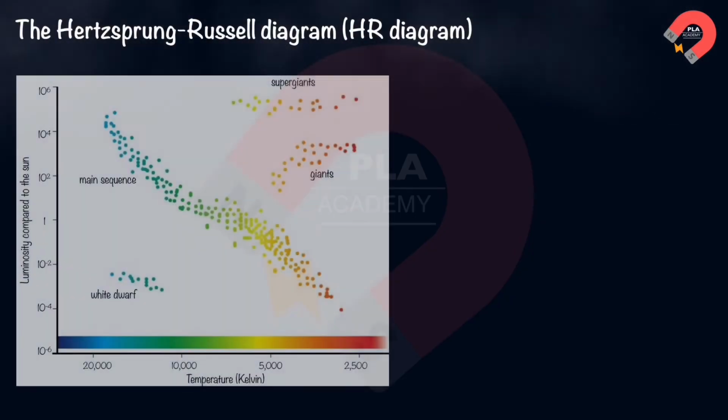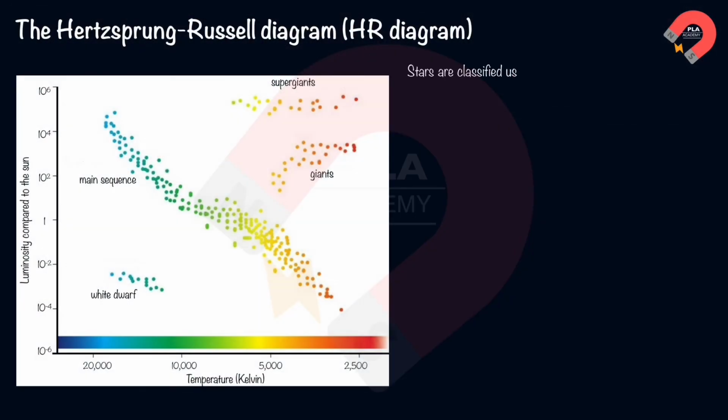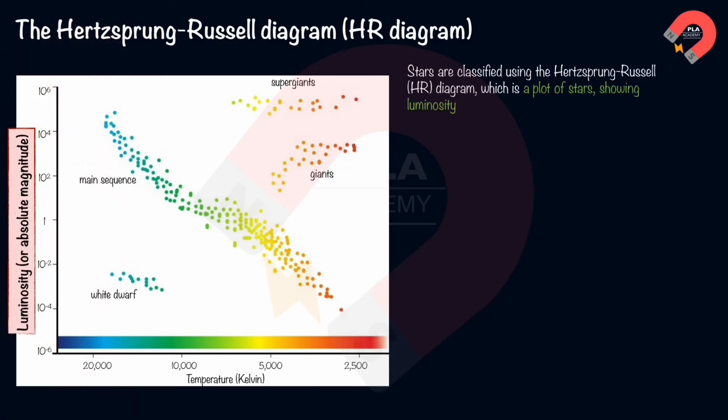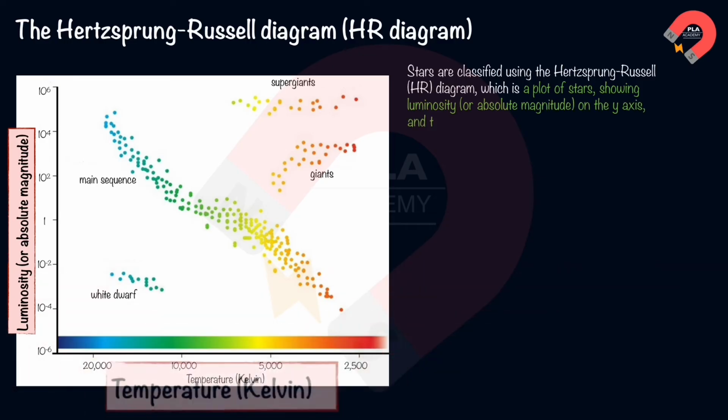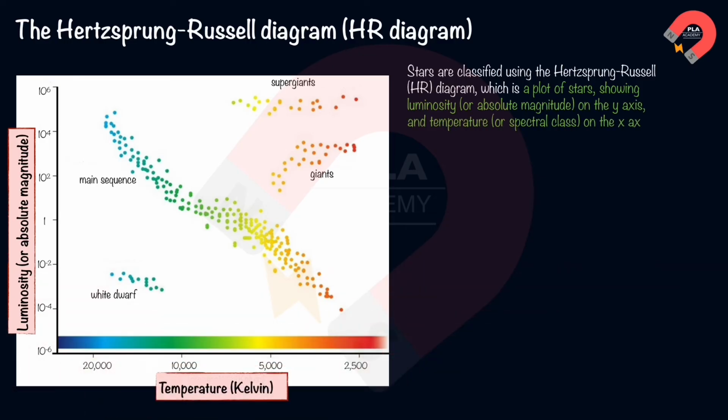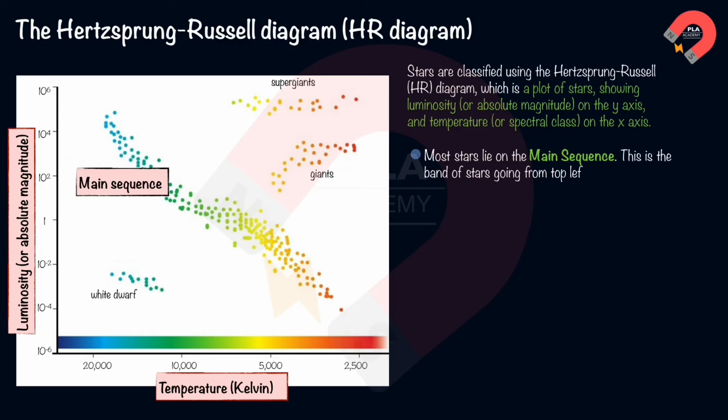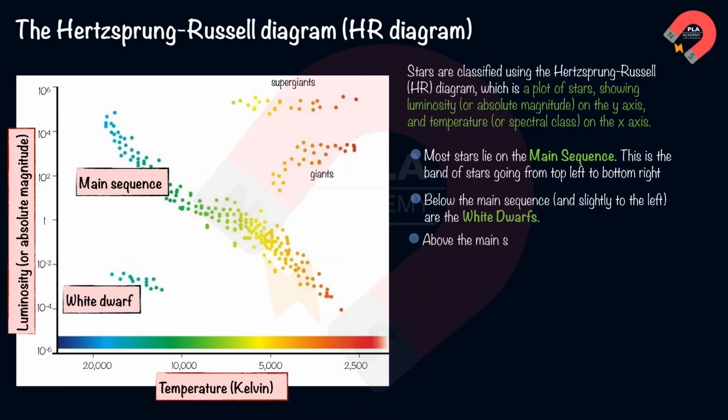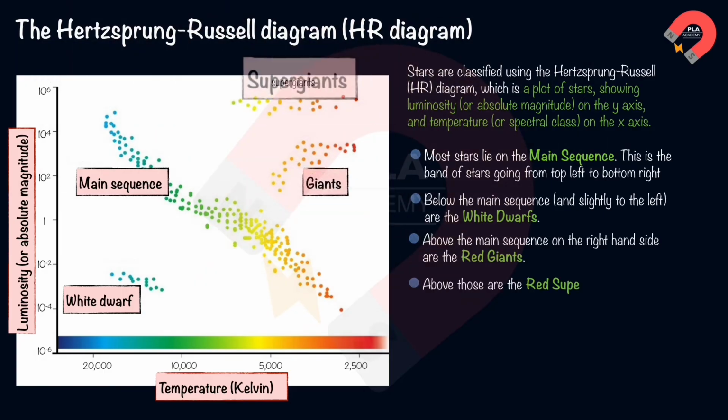The Hertzsprung-Russell diagram. Stars are classified using the Hertzsprung-Russell diagram, which is a plot of stars, showing luminosity, or absolute magnitude, on the y-axis, and temperature, or spectral class, on the x-axis. The main features of the Hertzsprung-Russell diagram are: most stars lie on the main sequence. This is the band of stars going from top left to bottom right. Below the main sequence, and slightly to the left, are the white dwarfs. Above the main sequence on the right-hand side are the red giants. Above those are the red supergiants.